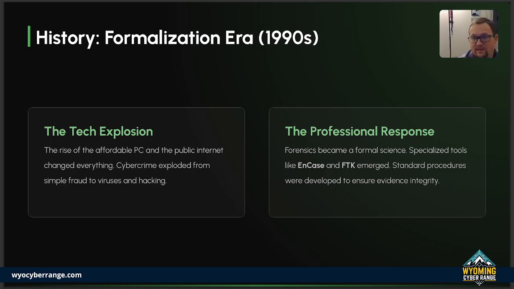Now, the science behind it, this is where forensics became a formal science, okay? Specialized tools like Encase and FTK started coming up because we needed tools to fight this. And we needed procedures to develop that if we did get to a crime scene, we wanted to ensure that evidence integrity was held to the highest standard because we don't want to manipulate any data. We were there to figure out what happened, not to plant evidence.